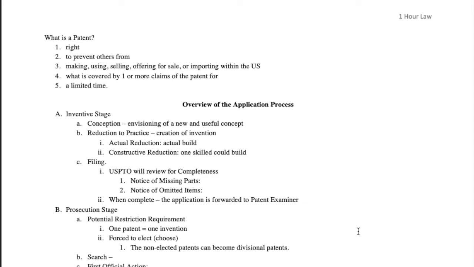Actual reduction is where you actually build the invention or you perform the steps of the innovative process, or constructive reduction would be a description in such detail that it would enable one who's skilled in the art to make and use the invention. After that, you would file.